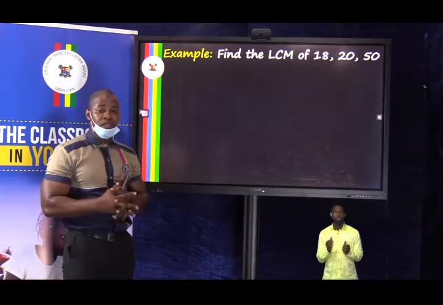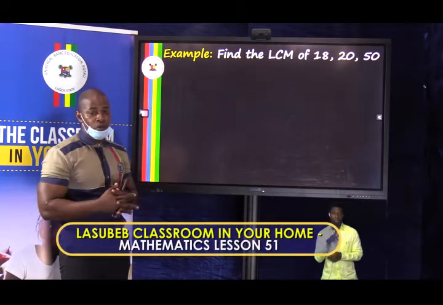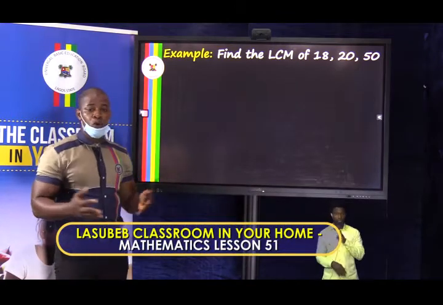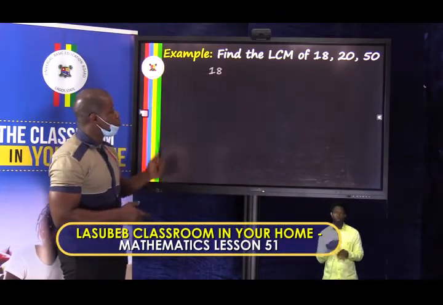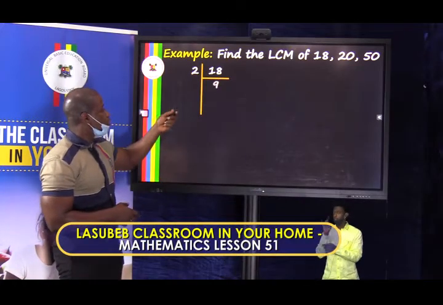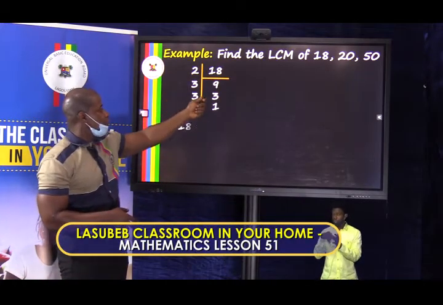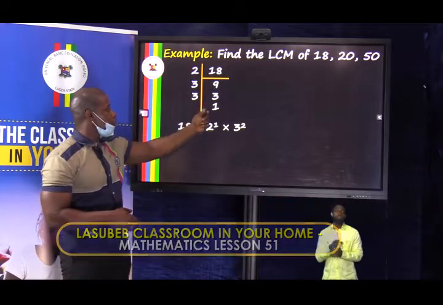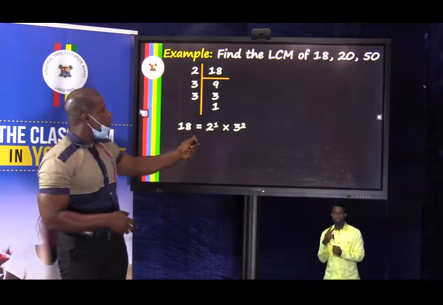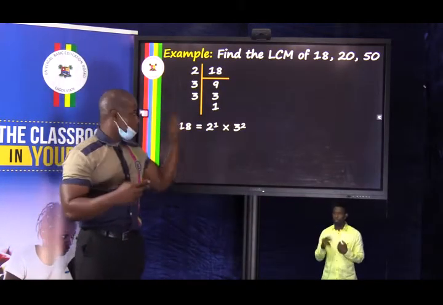You can be asked to find the least common multiple of 3, 4, 5 numbers, depending on what you're working with. And we do it likewise. 18, break it down into primes. 2 in 18 is 9, 3 in 9 is 3, 3 in 3 is 1. So I have 2 with the power of 1, 3 with the power of 2, because there are 2 3's.